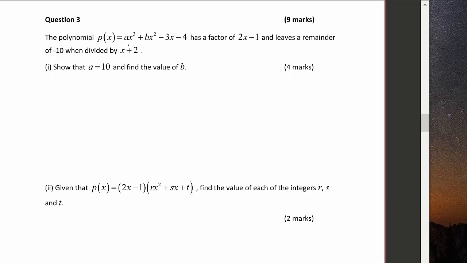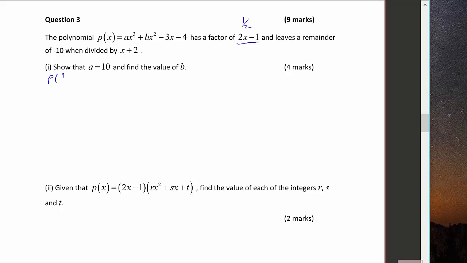The polynomial given here has a factor of 2x minus 1 and leaves a remainder of negative 10 when divided by x plus 2. We want to show that a is 10 and find the value of b. So for the factor 2x minus 1, we need to put 1/2 in.